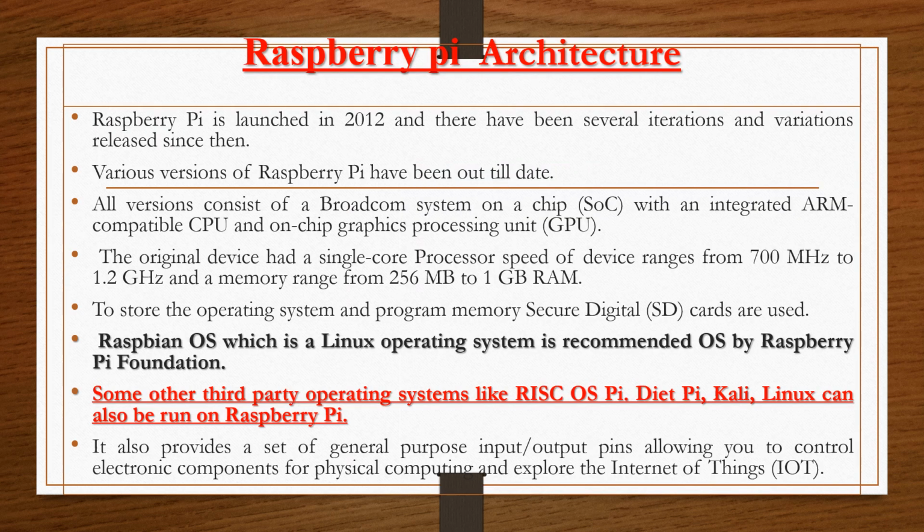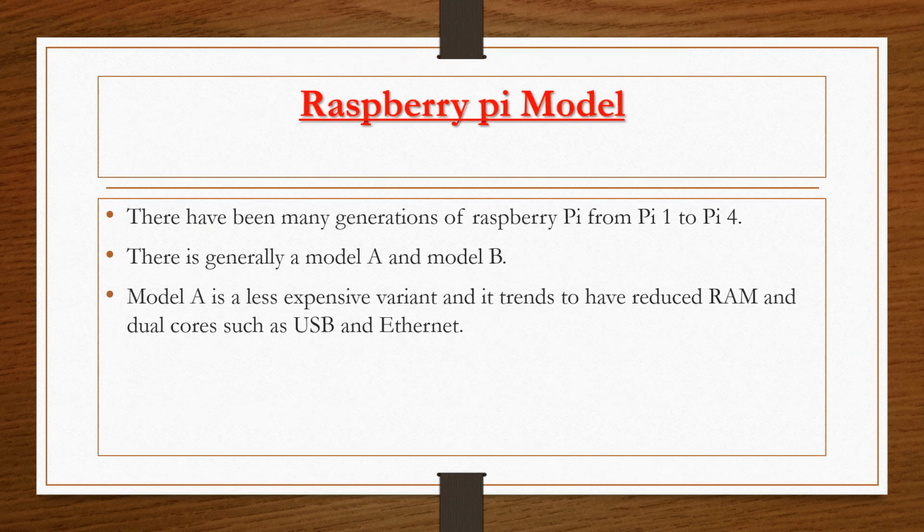Raspberry Pi was launched in 2012, and there have been several iterations and variations released. Various versions of Raspberry Pi have been out till date. All versions consist of an SoC with an integrated ARM. The original device had a single core processor speed ranging from 700 MHz to 1.2 GHz. To store the operating system and program memory, secure digital ports are used. Raspberry Pi OS, based on Linux, is the recommended OS of the Raspberry Pi Foundation.